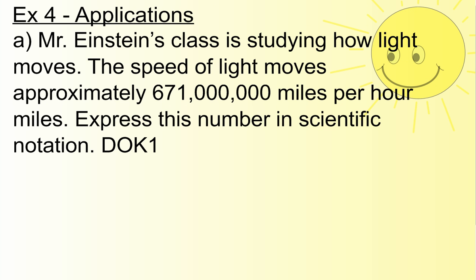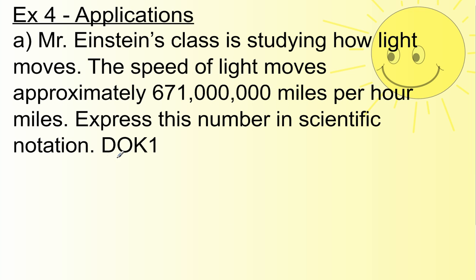So here in example A, it says, Mr. Einstein's class is studying how light moves. The speed of light moves approximately 671 million miles per hour, which, by the way, is true. Express this number in scientific notation.